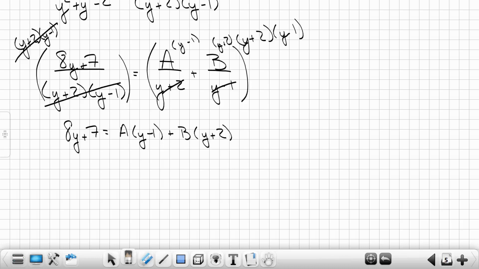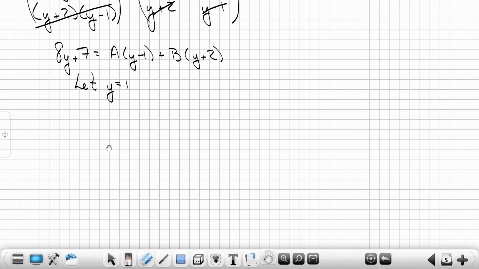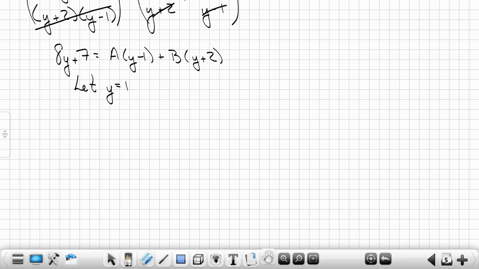So after we got to this point, we want to cancel A. So we said let y equal 1. So if we let y be 1, we pick a number to cancel out A.